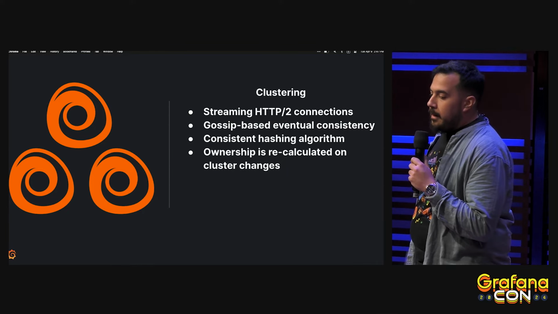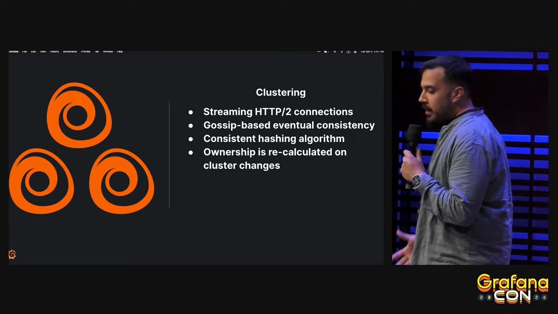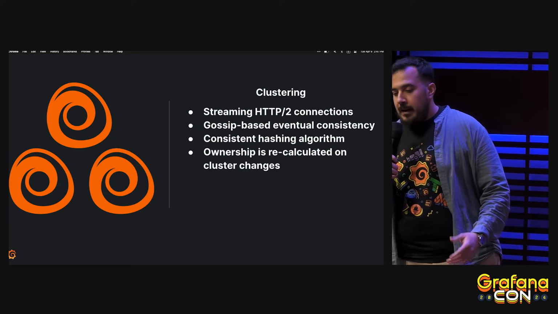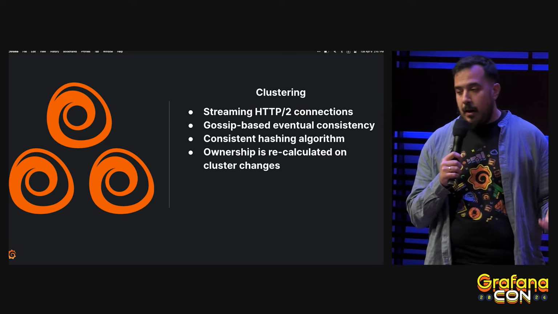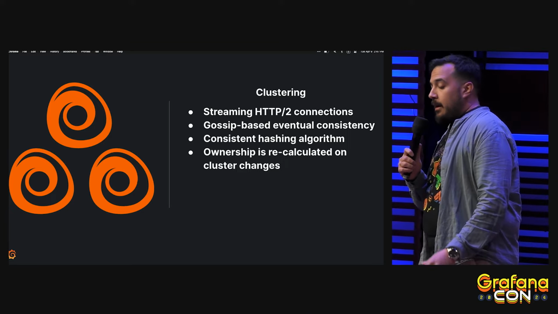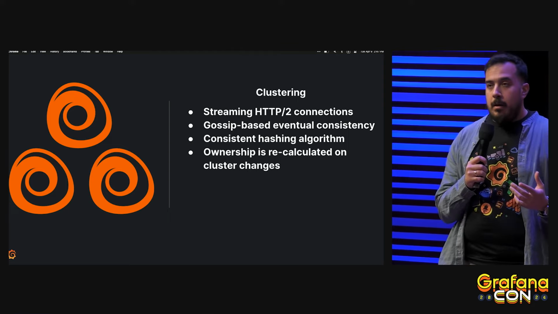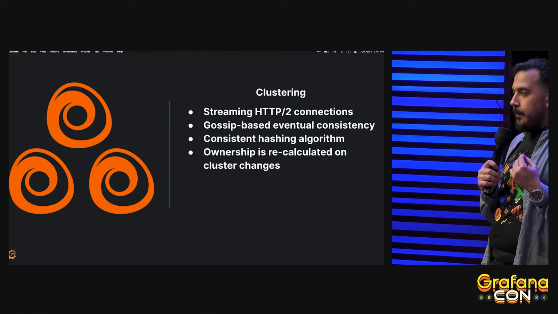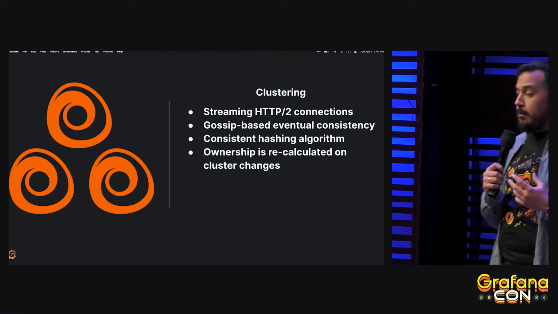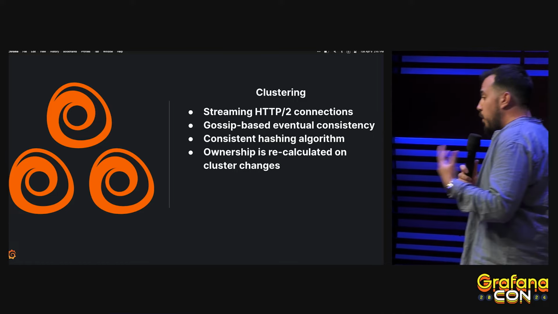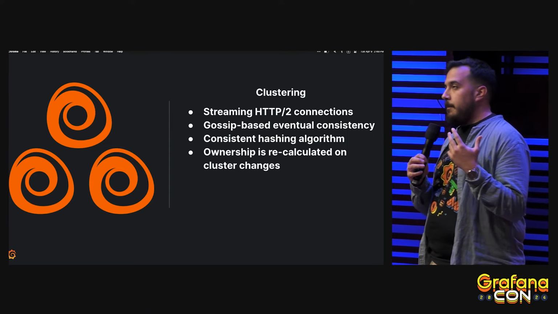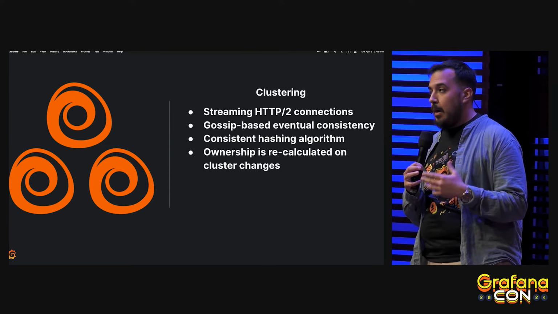On a technical level, under the hood, this works using streaming HTTP2 connections and works on a gossip-based eventual consistency model. We found that clusters of up to 100 and 150 Alloy instances can converge within like a second. And it also uses a consistent hashing algorithm so that Alloy instances can calculate ownership. Which things am I responsible for scraping? Which things am I responsible for getting logs out of? And this ownership is dynamically recalculated every time the cluster changes or the list of targets changes. And this is how it ties into Alloy's dynamic nature.